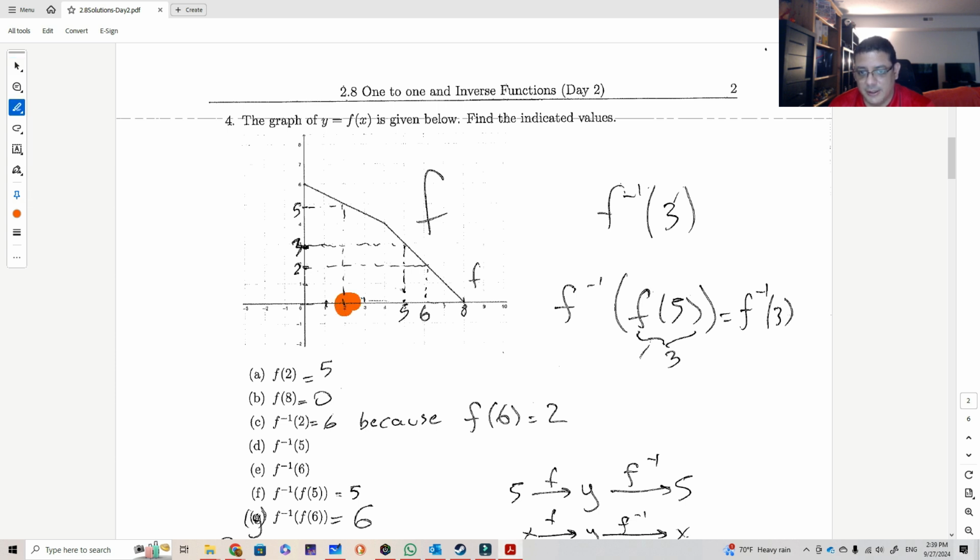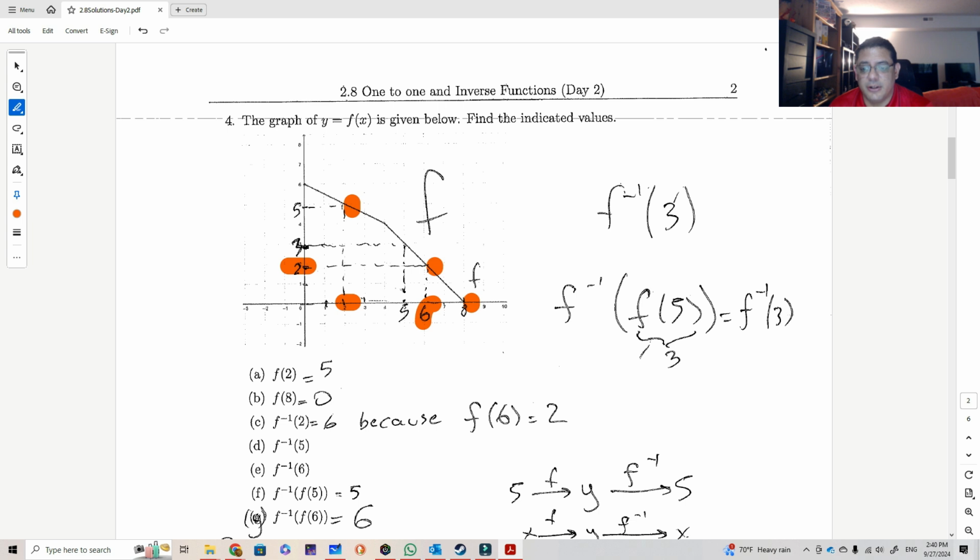So we're taking this value and we can see it here, right? F of 2 is 5. Now f of 8, you can see that it's producing a 0, so f of 8 is 0, right? Now f minus 1 of 2 is asking, hey, if I go back from the output 2 on y, what am I going to get? And so I'm returning here from 2 on the output, and I go through the function, and I'm going to find out, hey, it's 6. Okay?